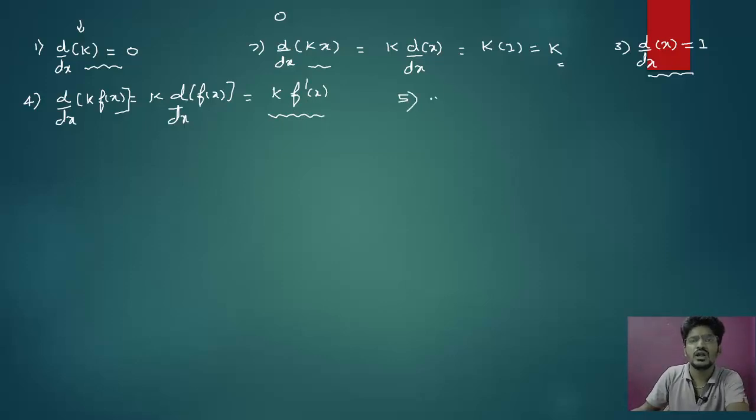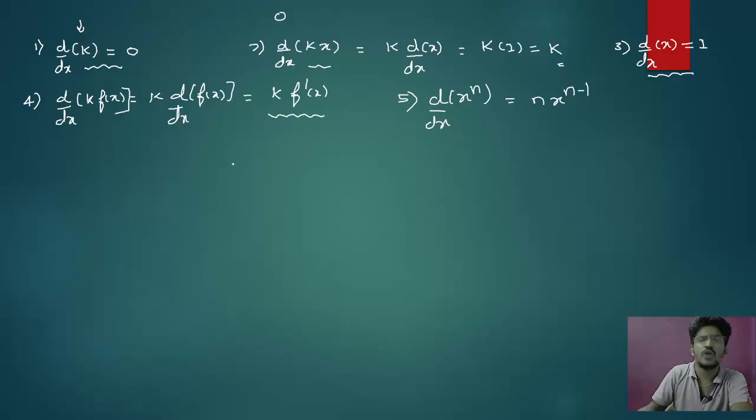Now I will go for differentiation of x raised to n. What is differentiation of x raised to n? n into x to the power of n minus 1. Differentiation of x to the power of n is n into x to the power of n minus 1. That means you can just see how to remember this.